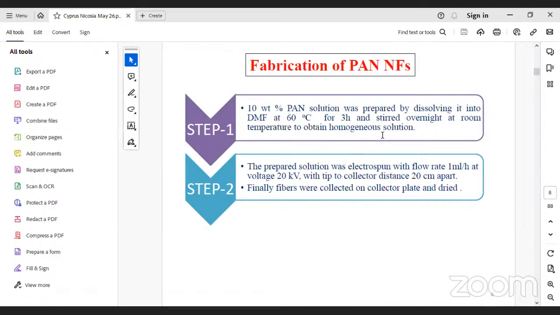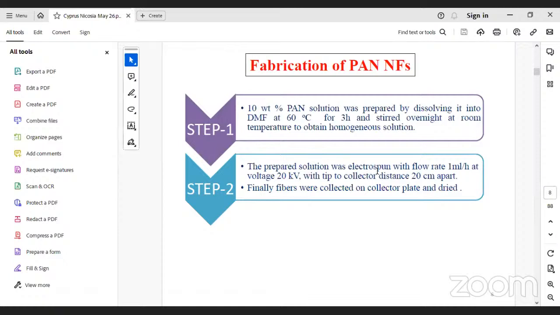Initially, you have to prepare the solutions. And once you prepare the solution, you can measure the viscosity, because when we talk about the electrospinning technique, there are different parameters which need to be taken care of. The processing conditions are very important for this particular material, and therefore a moderate viscosity solution of polyacrylonitrile is required.